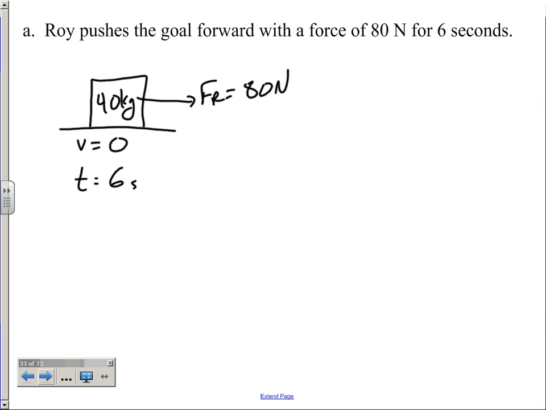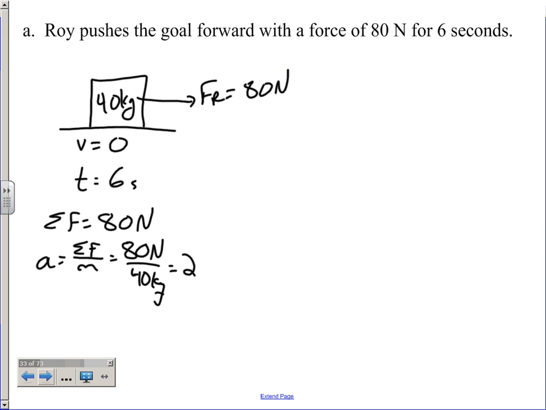Well, let's see. Our net force is 80 newtons. This is going somewhere, so bear with me here. So let's find our acceleration. The acceleration is net force over mass, 80 newtons over 40 kilograms, and you get 2 meters per second squared, right? So what does that mean? That means every second, the velocity increases by 2 meters per second.